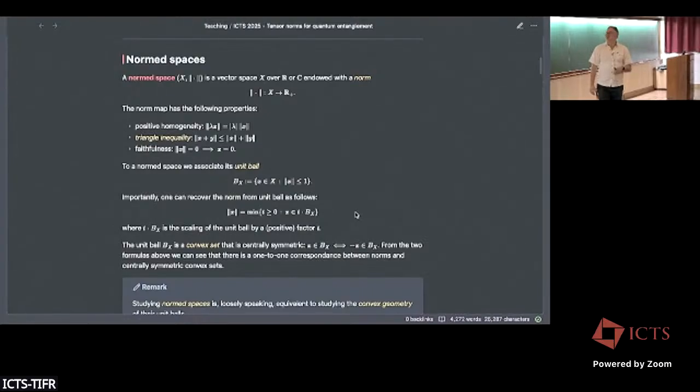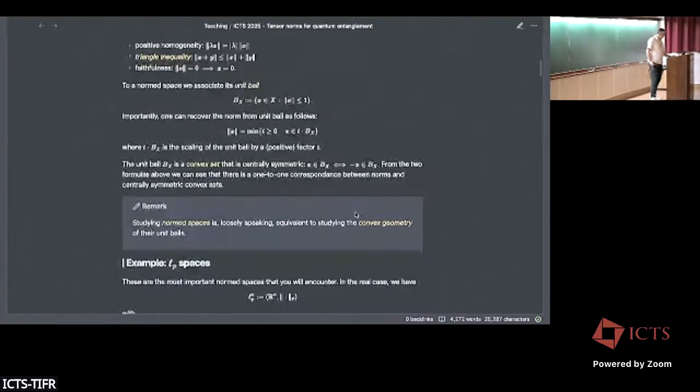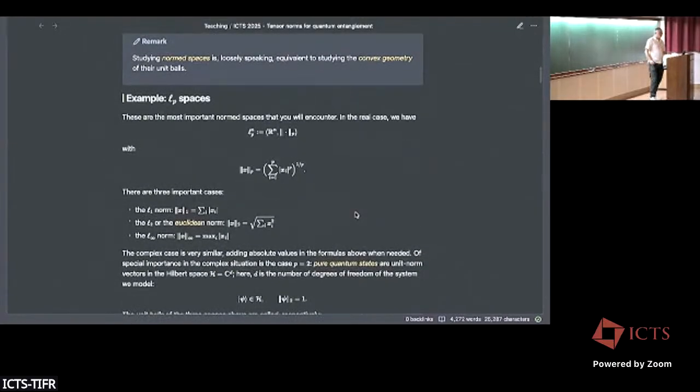So if you don't like norms, if you're more of a geometry person, then think of these convex sets which have this central symmetry. Good. So that's the point, that studying these norms is the same thing as a bit of convex geometry.